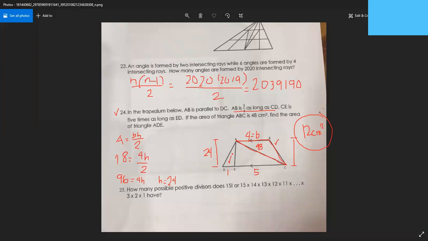Question? No. Wait lang. Number 25. I'm just going to clear the drawings.